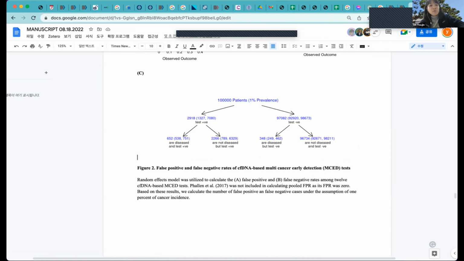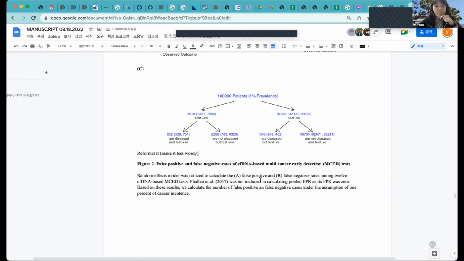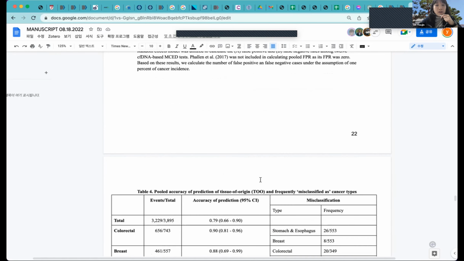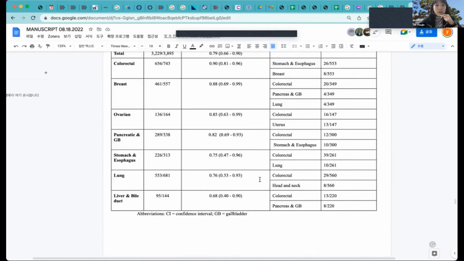Okay, I'll reformat it. Test positive, and you can say disease positive, test negative, and then in a different bold letter, false positive, false negative, or all that. Yeah, understood. Other than that, pretty much the same.